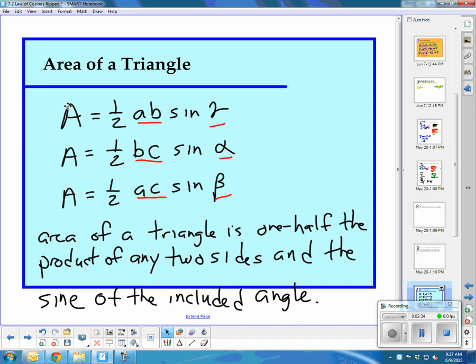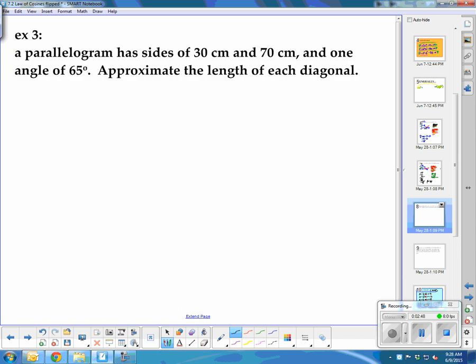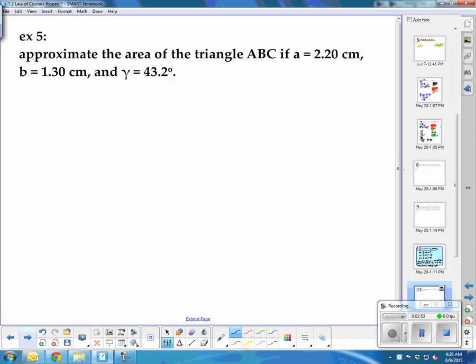So just a really useful thing to have for finding the areas of oblique triangles for the side angle side situation. So let's just look at an example of using these formulas. Approximate the area of the triangle ABC if A is 2.2, B is 1.3, and gamma is 43.2. So we're using our triangle still in the conventional sort of labeling situation that we might have.